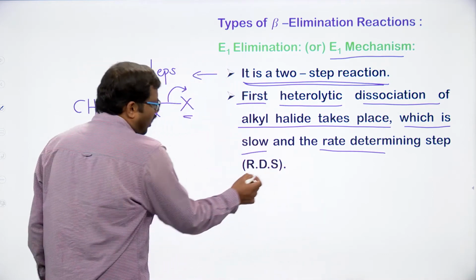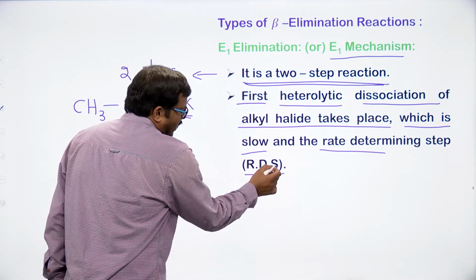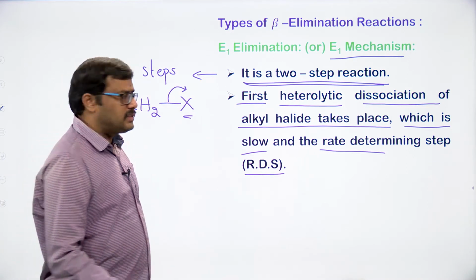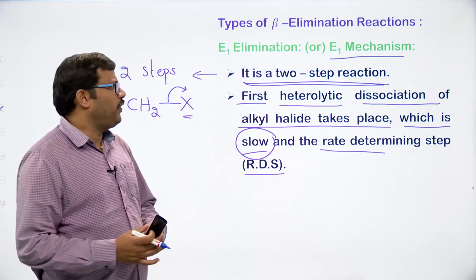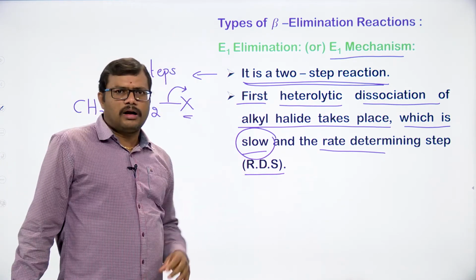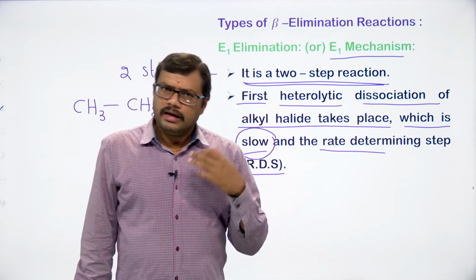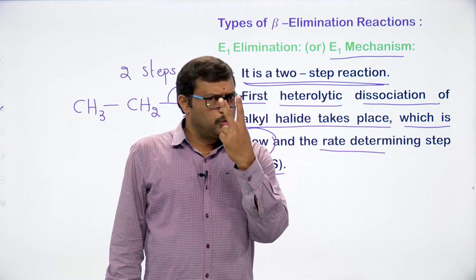Generally, it is called RDS, the rate determining step. Which step is the rate determining step? The slow step is the rate determining step. If we look into the mechanism of the E1 elimination reaction, it is found that the reaction involves 2 steps.